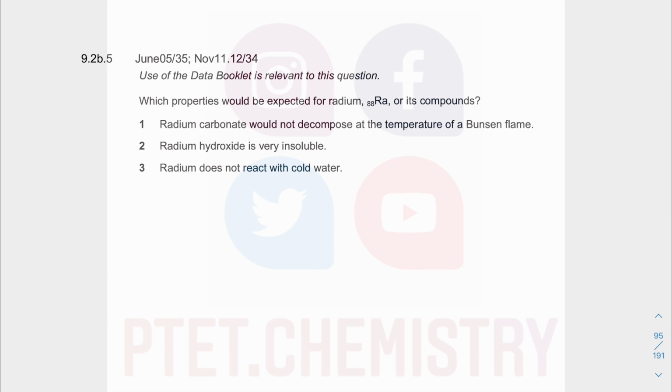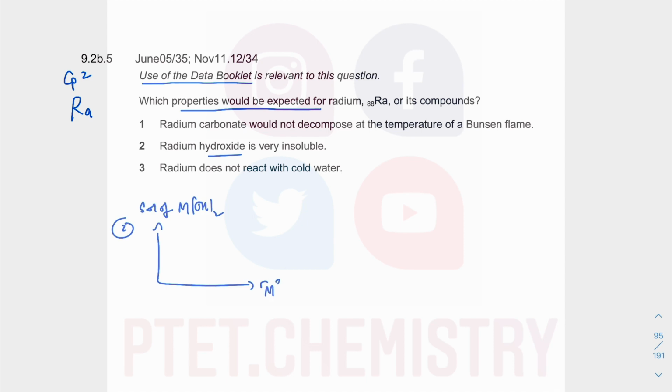This is the last question of this 5-question series. I think in the modern questions, they don't ask you to specifically use the data booklet. You just have to know to use the data booklet. If we look at option 2, because they want what property would be expected. We're talking about the group 2 hydroxide. Radium is a group 2 element. So when you think about the solubility of group 2 hydroxide, in relation to what I've said in an earlier question, the solubility of group 2 hydroxide increases and radium is somewhere there. This refers to radium hydroxide.